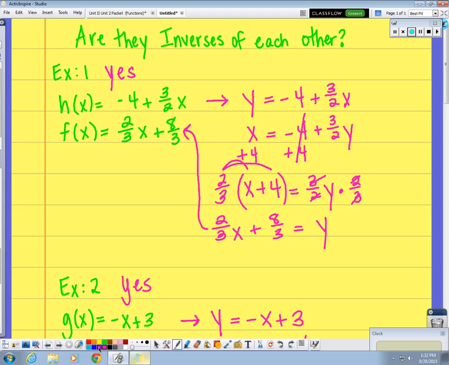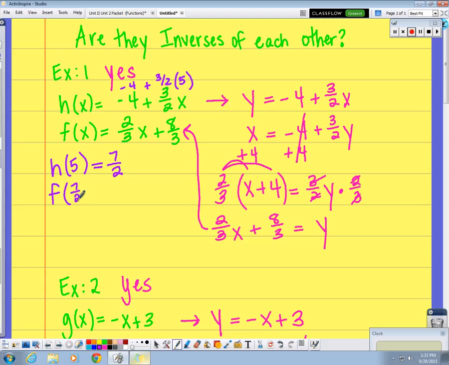Okay, Diana, pick a number. 5. Okay, pick a function, h or f. So if we take the h function and plug 5 into it, won't it be negative 4 plus 3 over 2, but instead of the x, she chose to plug in a 5? Go ahead and calculate that. Everybody calculate that. Okay, and y'all got 7 over 2? Now you're going to take that 7 over 2 and plug it in the other function, the f function.